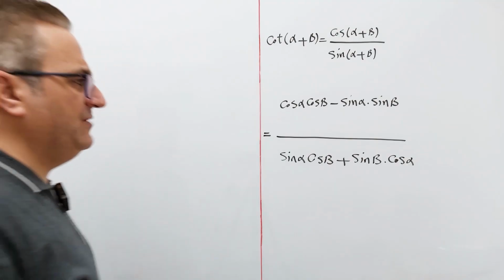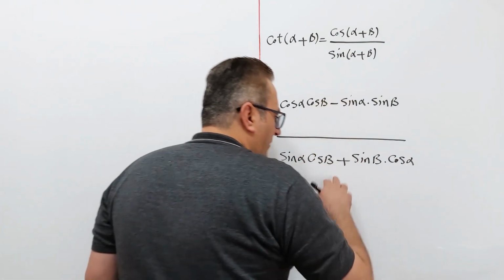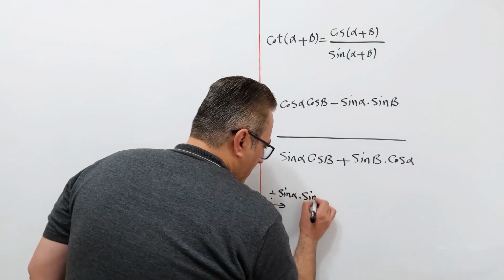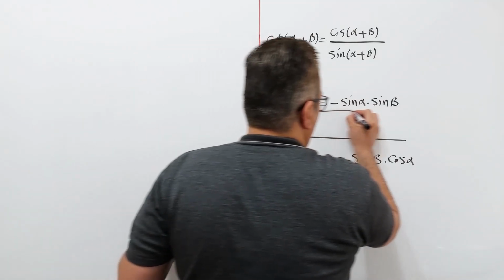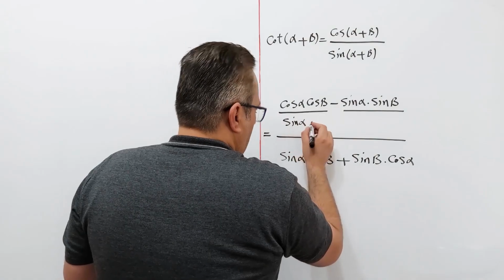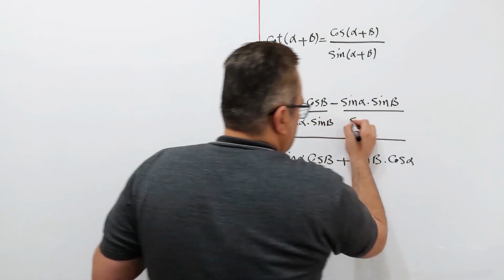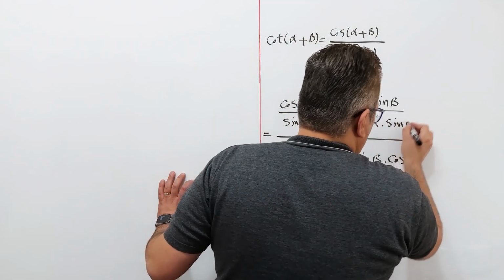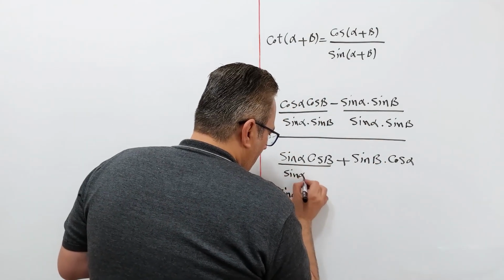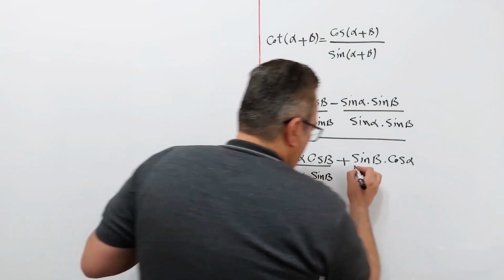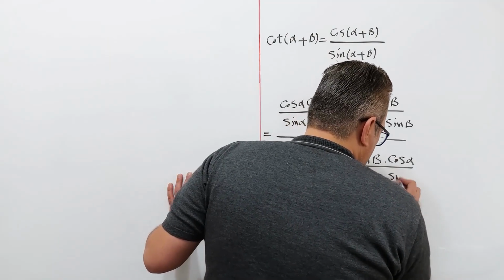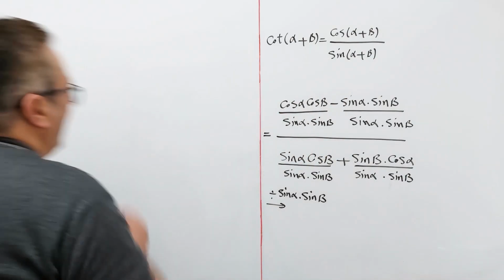Okay? And if I divide the numerator and the denominator by sine alpha times sine beta, we have sine alpha times sine beta.